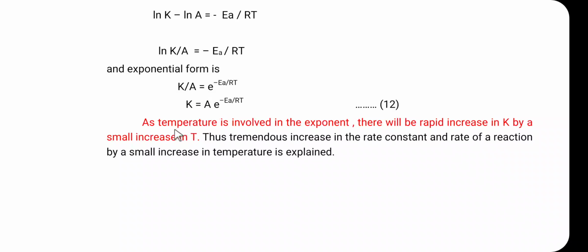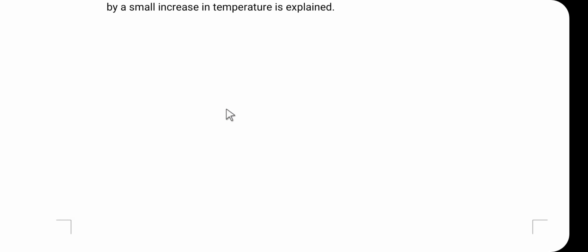So, in this equation, as temperature is involved in the exponent, there will be a rapid increase in k by a small increase in T. Here k is the velocity constant, a is the Arrhenius constant, EA is the energy of activation, R is the molar gas constant, and T is the temperature. Thus, the tremendous increase in the rate constant and rate of reaction by a small increase in temperature is explained with the help of this Arrhenius equation, that is, the exponential form of the Arrhenius equation.